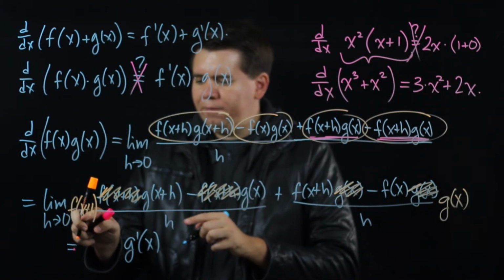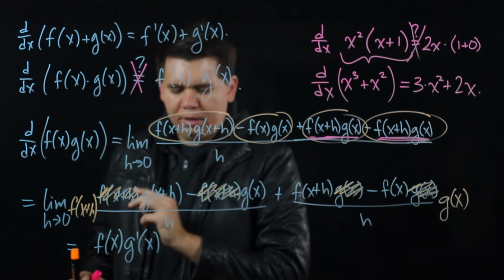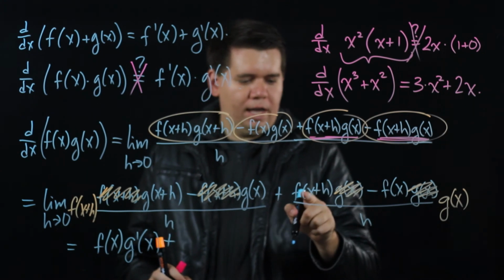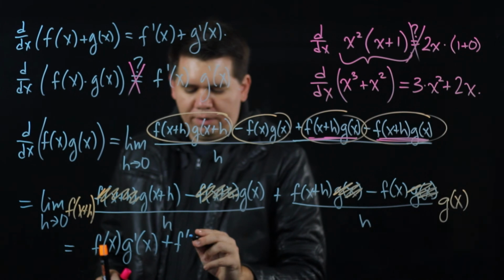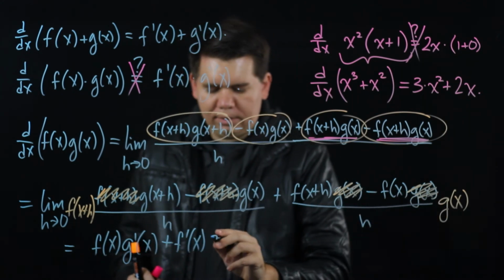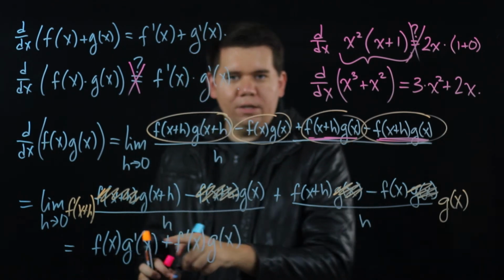And in front of it, I have f of x plus h, but as h goes to 0, that just becomes f of x. And then I have plus f of x plus h minus f of x all over h. Well, that's just the derivative of f. Then I have times g of x. So here's the correct derivative.